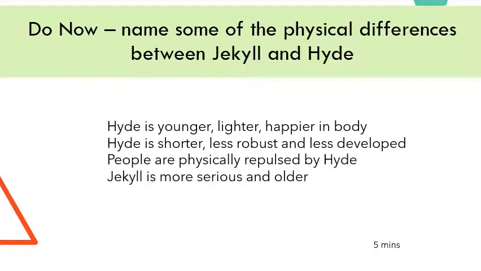And you could have had Hyde is younger, lighter, happier in body. Hyde is shorter, less robust and less developed. People are physically repulsed by Hyde. Jekyll is more serious and older. So there you go. You've probably got some others. You can upload them at the end of the lesson and I'll have a look and see what you got.